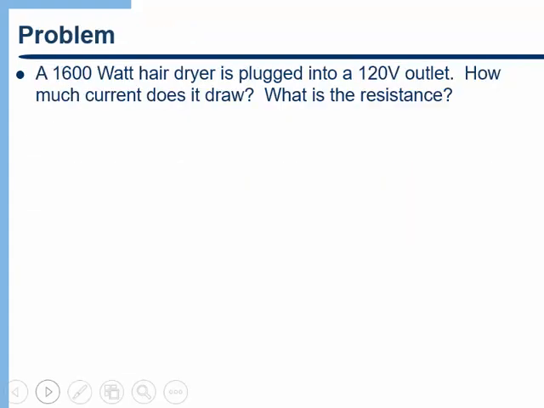Let's do the following example. A 1600 watt hairdryer is plugged into a 120 volt outlet. How much current does it draw and what is the resistance? So we've got two different formulas. We have Ohm's law, that V equals IR. And we also have that power is equal to current times voltage.